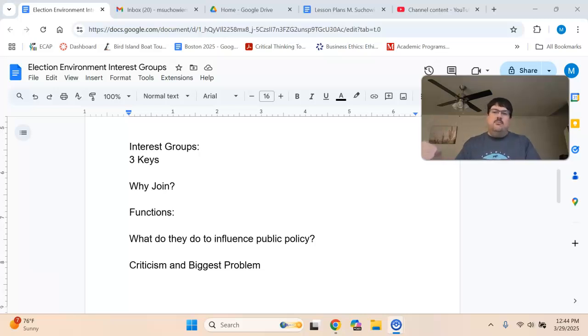That's their problem. If your strength comes in your numbers, how do you get people off the fence to join your organization so that it increases your enrollment, increases your funding to actually achieve those goals? That's the problem that interest groups face.